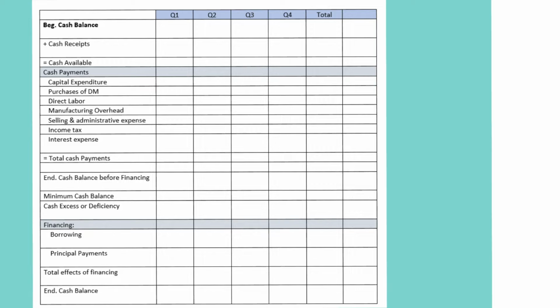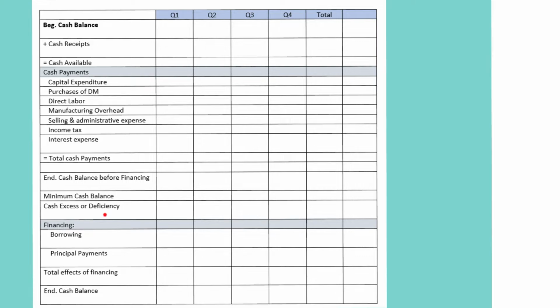Okay, let me explain the cash budget first. We start with the beginning cash balance. We add cash receipts to get the cash available. And then we subtract all the payments to get the ending cash before financing. This is the minimum cash balance that you need to maintain in each quarter. Then you need to compare your ending cash before financing with the minimum. Are you above the minimum? So you have cash excess, or below the minimum, so you have deficiency.